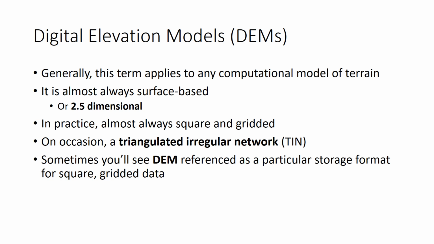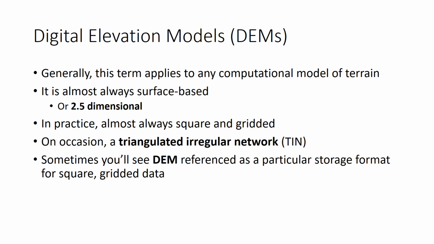So I've shown you a little bit about digital elevation models. We've seen the products of these in that we've looked at a hillshade. Let's dive in a little bit and talk about how these elevation values are actually recorded. So a digital elevation model, or DEM, is really the most common way to record elevation data. In general, we would say that this applies to any computational model of terrain, or let's say digital model of terrain. It's almost always surface-based, which means that we're looking at something that's 2.5 dimensional.